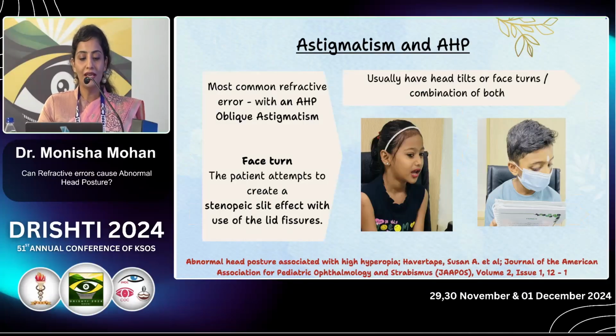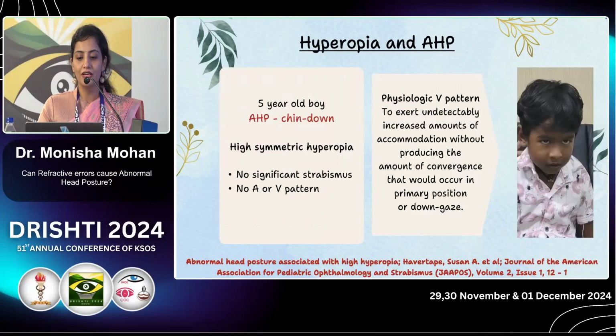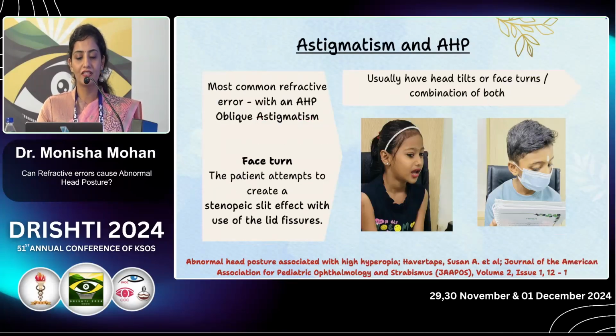An oblique astigmatism is one of the most common causes of a refractive error. They can have a face turn or a head tilt or both. Usually you can see that they have this face turn and try to make this stenopaic slit effect by using the lid fissures. That's why they have a face turn.